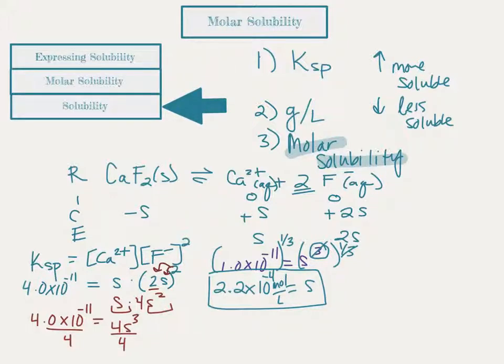A follow-up question about solubility could be finding that solubility in grams per liter. At this point, all you would need to do is multiply the molar solubility by the molar mass of the solid salt. So all I would need to do is multiply my molar solubility by 78.08 grams per mole to get the solubility into units of grams per liter. This would end up being 0.017 grams per liter if you use stored numbers in the calculator.